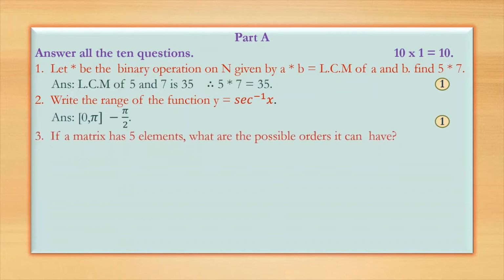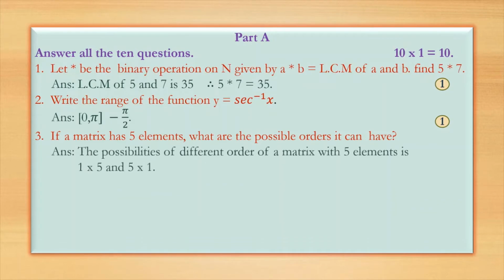The third question is, if a matrix has 5 elements, what are the possible orders it can have? If a matrix has 5 elements, then the different orders of the matrix can be written as 1 by 5 or 5 by 1. So totally 2 possibilities are there. Let's move to the next question.